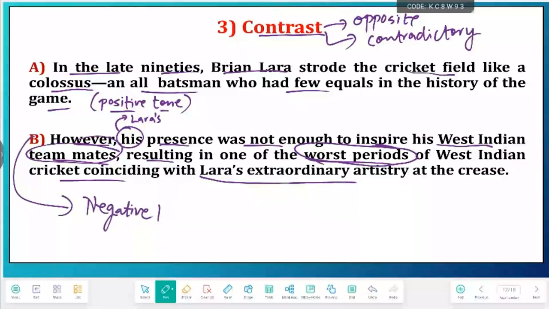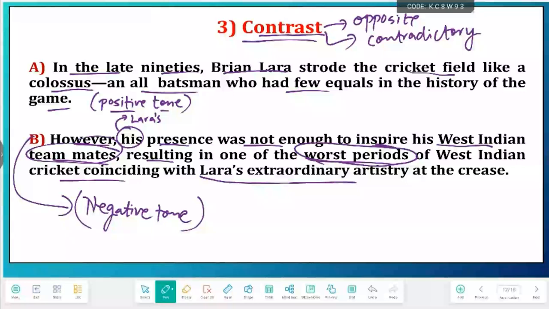Negative tone. Can we say that? Statement A is positive in tone. Statement B is negative in tone. अब क्या हो गया? What is the structure that we are looking at? It is nothing but the contrast structure. Contrast structure में होता क्या है? एक घुमाव होता है, एक turn around point होता है.